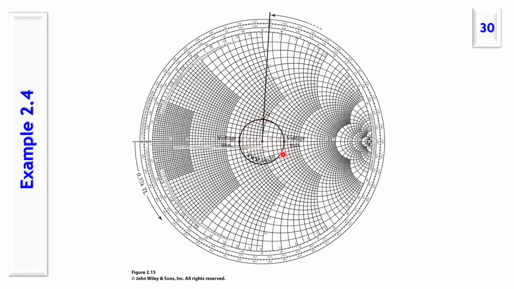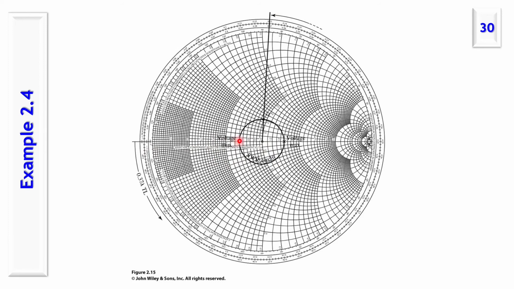Then we draw the circle of constant standing wave ratio or constant reflection coefficient. This would be our points. We know that this is the position of the load, and then we measure the distance. We move from load towards generator for 0.37 lambda. So this is the location for the first minimum.